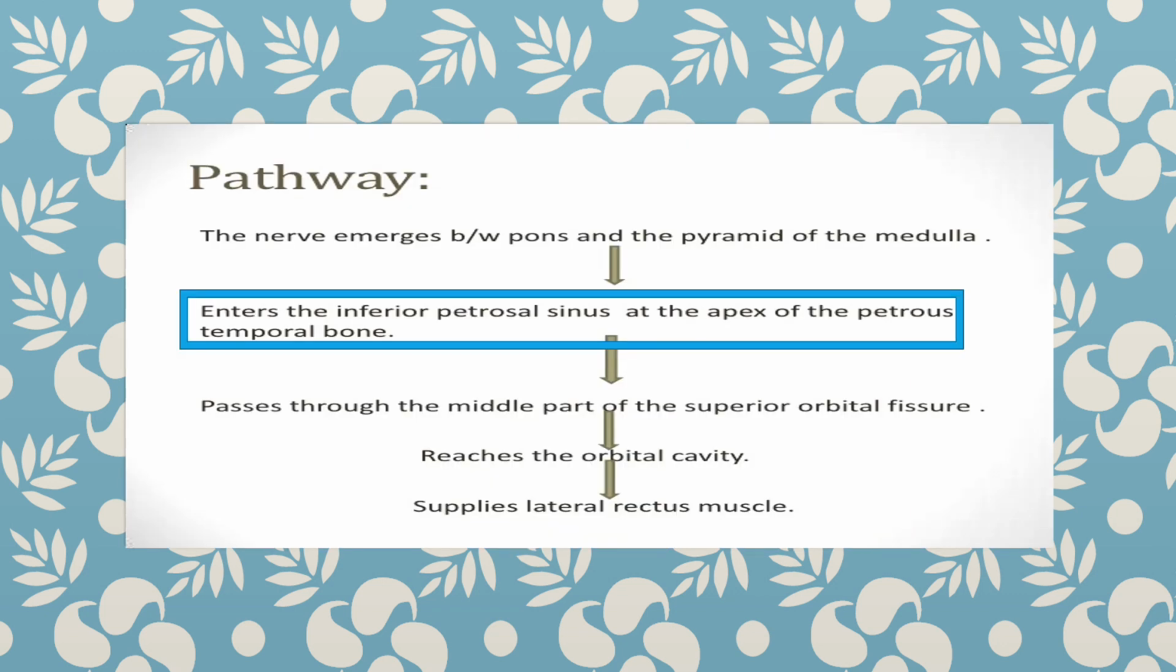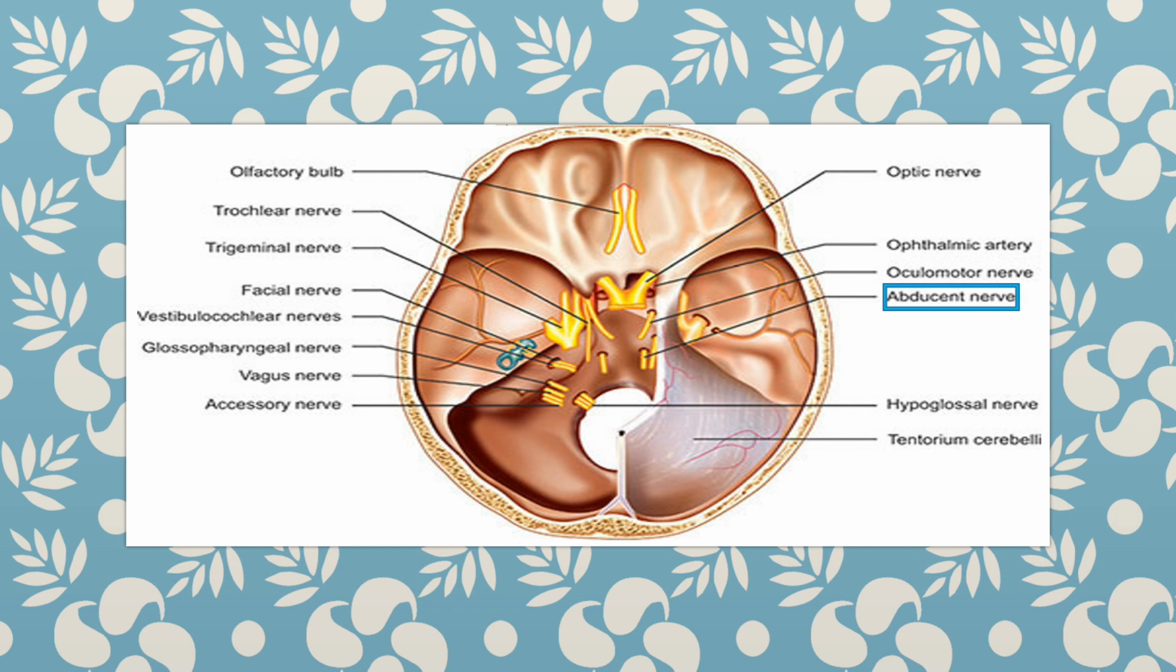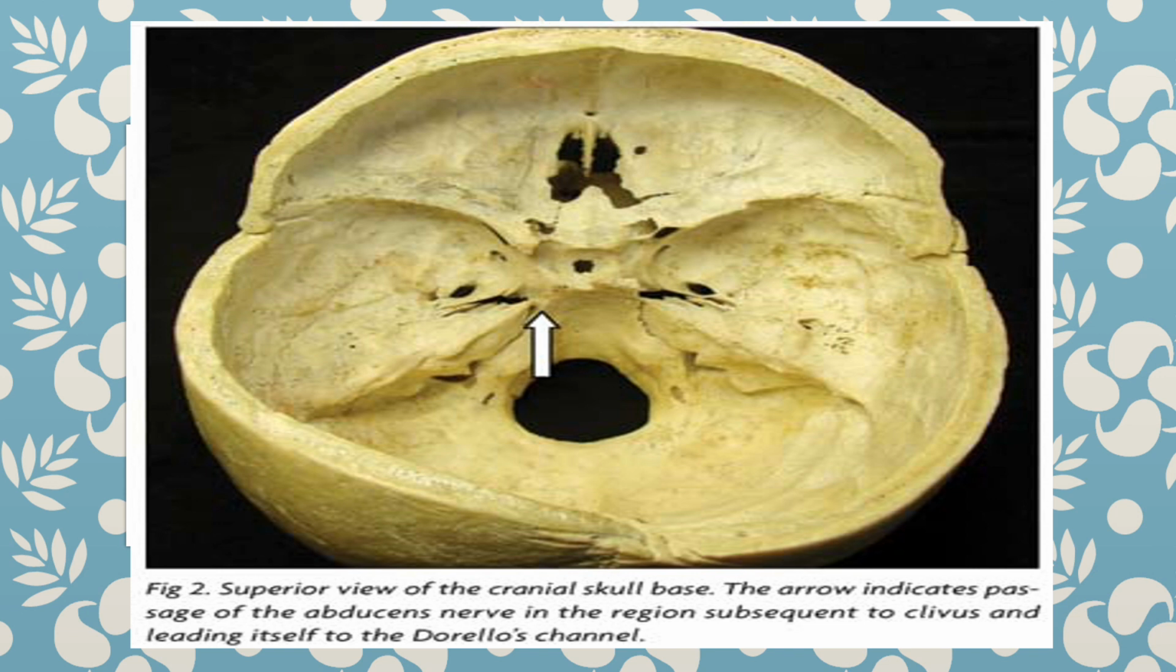Next, the nerve enters into the Dorello's canal that is present at the junction of the inferior petrosal sinus at the apex of the petrous temporal bone. Here you can locate the abducent nerve at the anterior surface of the posterior cranial fossa. Here you can see an arrow that shows the location of the Dorello's canal that is present at the junction of the inferior petrosal sinus and the clivus.